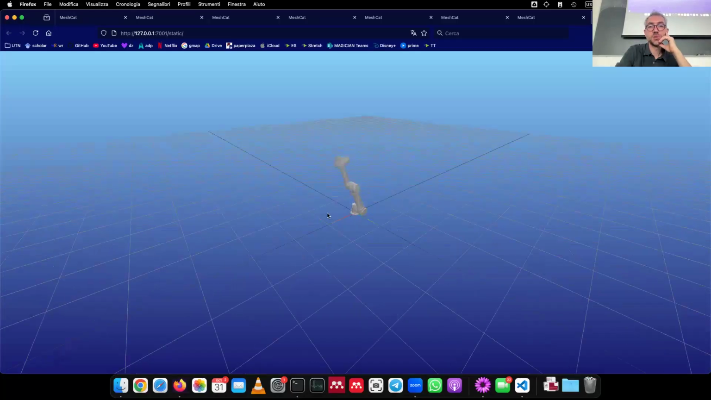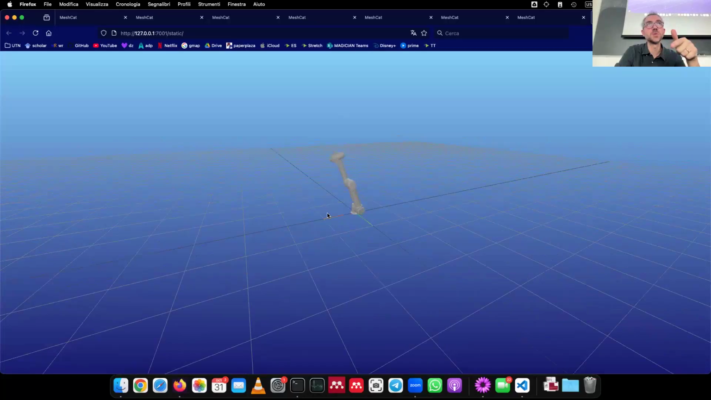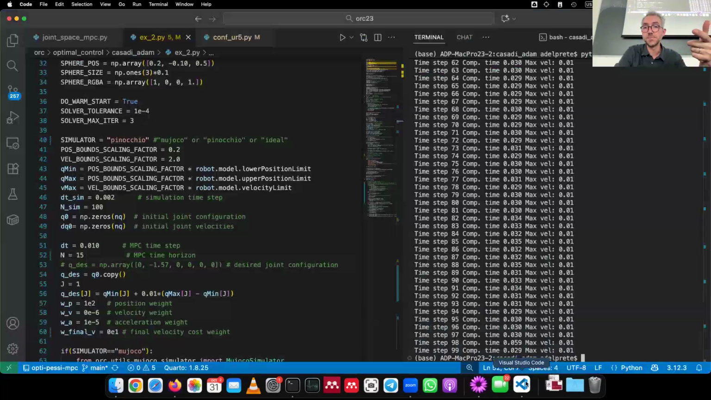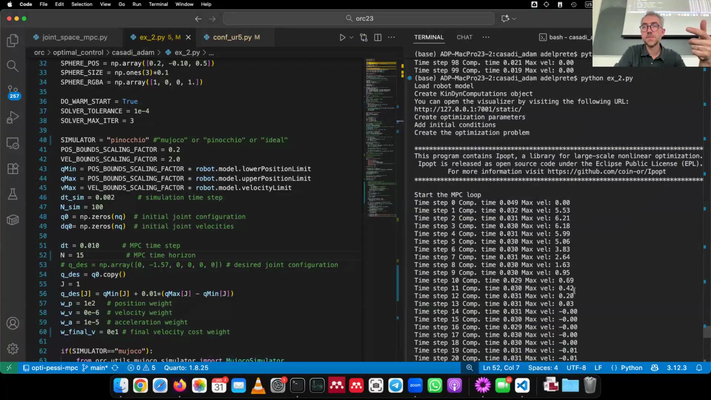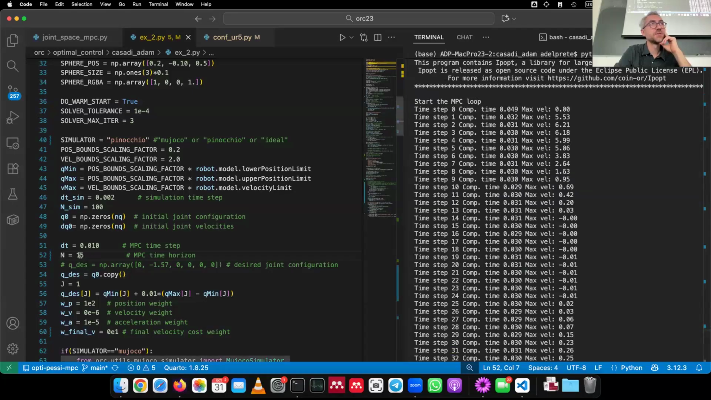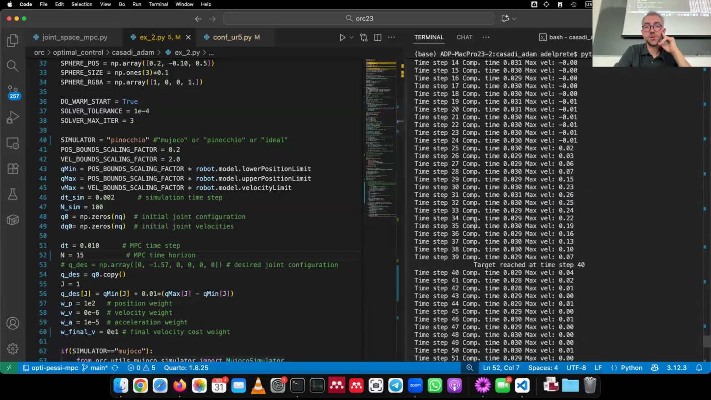You can see now that the motion looks slower, but it's just because the computation time is larger. And so the simulation that we are seeing is not in real time. We have used more iterations for each step because now we have a longer horizon. So this was good enough. With a horizon of 15, we don't have any constraint violation. We actually reach the target very quickly, in only 40 time steps.